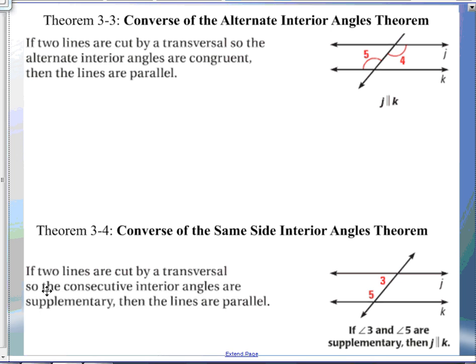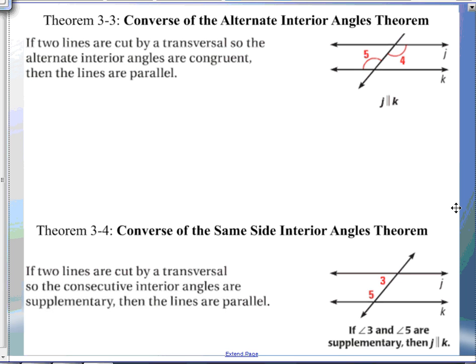Same with theorem 3.4, we have the converse of the same side interior angle theorem. And this states that if two lines are cut by a transversal, so the consecutive interior angles are supplementary, then the lines are parallel. So what that's saying is if we take angle 3 and angle 5, and we add them together and they equal 180 degrees, then line J and line K would be parallel.